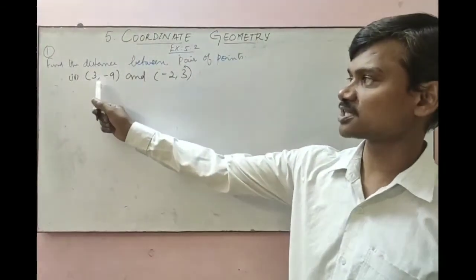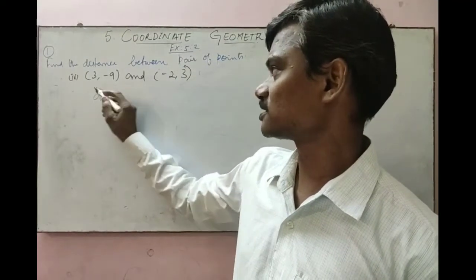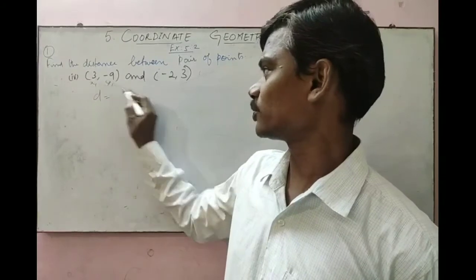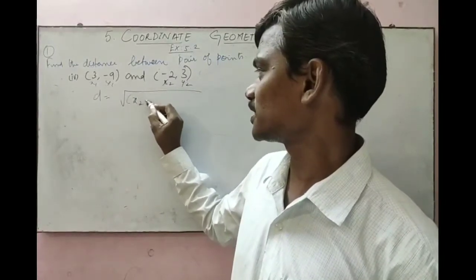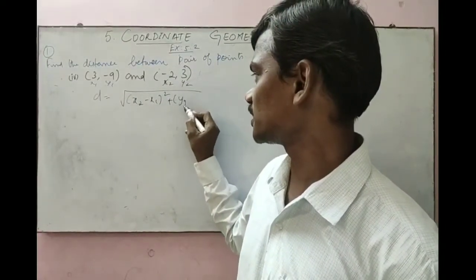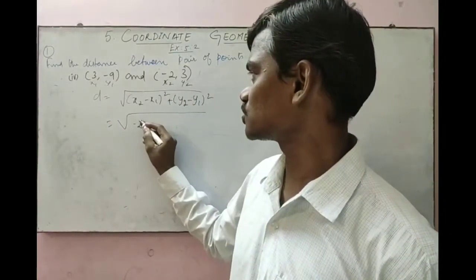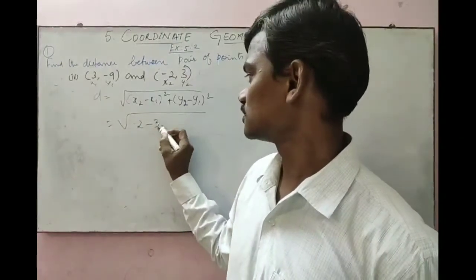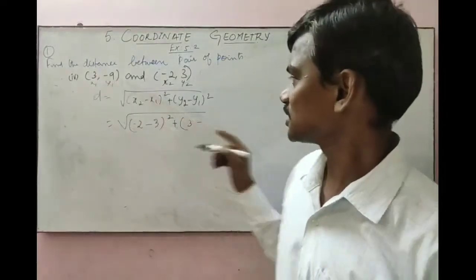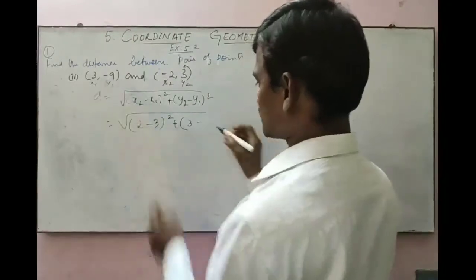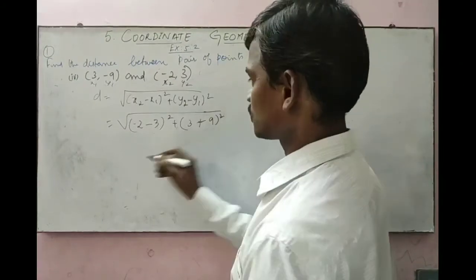The first sum, fourth subdivision, is (3, -9) and (-2, 3). Again I am going to find the distance between those 2 points. Name this as x1 and y1, here x2 and y2. The formula is root of x2 minus x1 whole square plus y2 minus y1 whole square. We substitute: x2 is -2, minus of x1 is 3 whole square, plus y2 is 3 minus of minus 9. Here we have one minus, in y1 also we have one minus, so minus of minus 9 becomes plus, 3 plus 9 whole square.